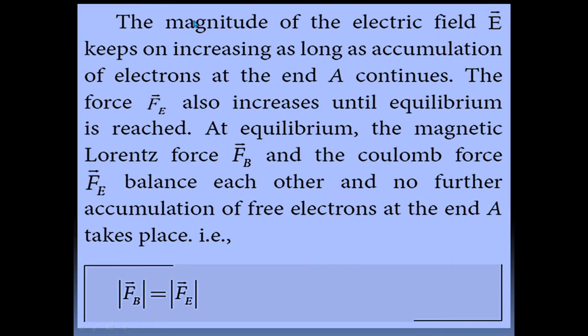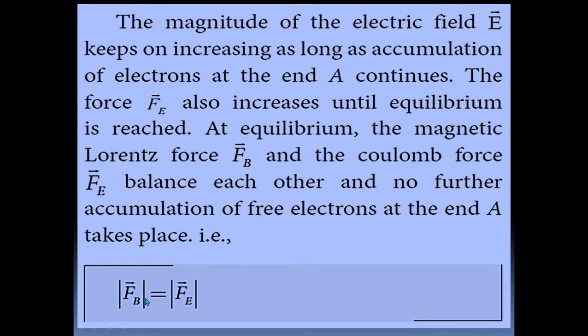The magnitude of the electric field E vector keeps on increasing as long as the accumulation of free electrons at the end A continues. The force F_E vector also increases until equilibrium is reached. At equilibrium, the magnetic Lorentz force F_B vector and the Coulomb force F_E vector balance each other and no further accumulation of free electrons at the end A takes place. That is, modulus of F_B vector is equal to modulus of F_E vector.